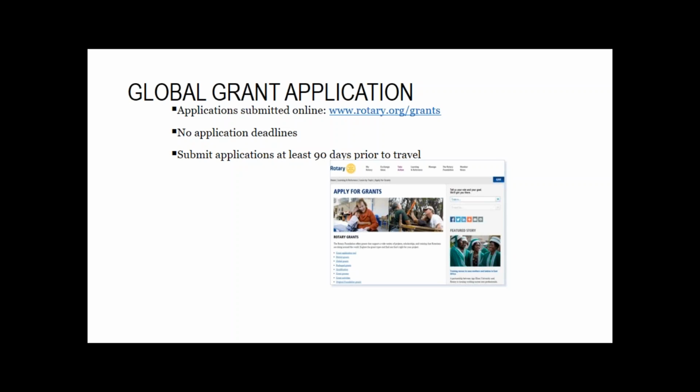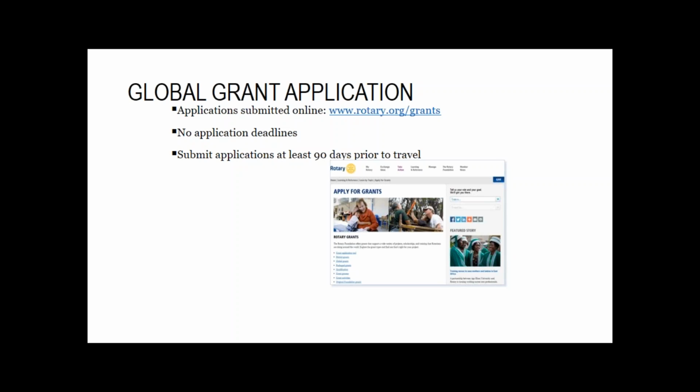There's no application deadline. You can do it at any time. Not like our DTA, our community grants does have a deadline because it has to be started and finished in one Rotary year. This does not. The only time that there's any kind of a deadline is if your grant is going to involve travel. And then it has to be within 90 days prior to that travel, so that they're able to review it, approve it, and then make travel arrangements.